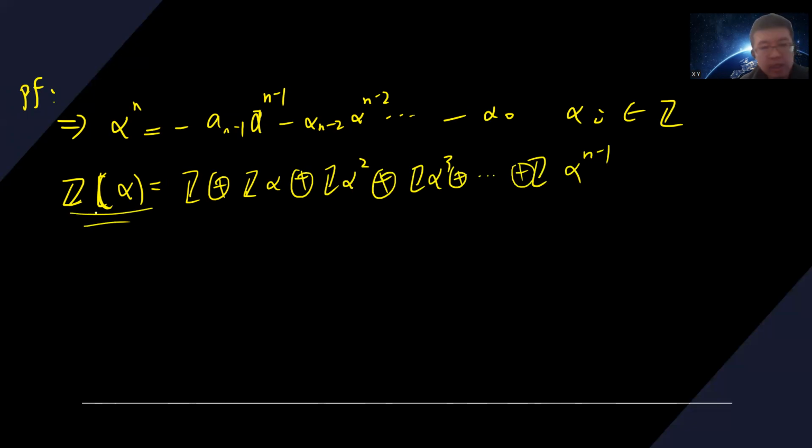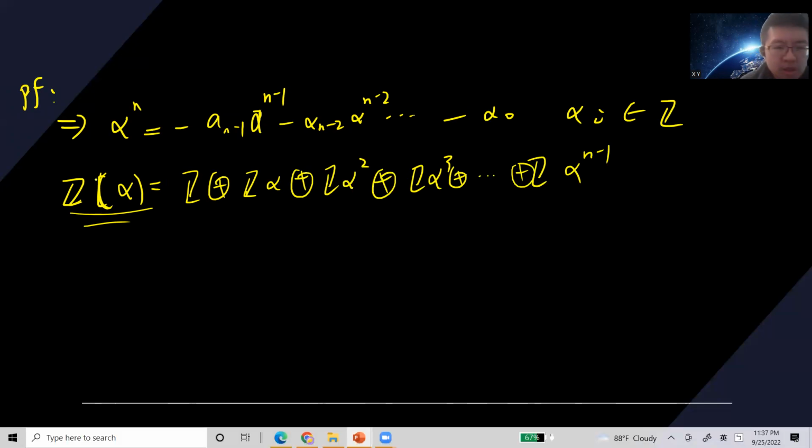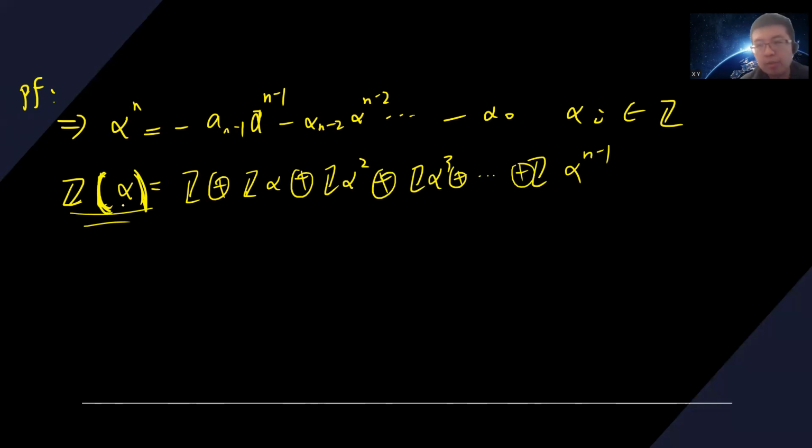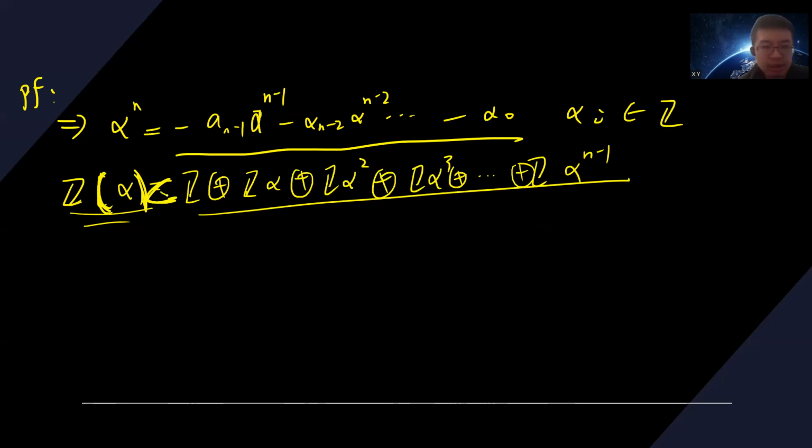Because any polynomial in alpha is a finite sum of alpha powers, and once you reach alpha^n, you can replace it. So any of these must be generated by the first n minus 1 powers, because from alpha^n on you can replace with integers. So this one is simple. And obviously any element here is also in the right hand side. Let's say another direction.